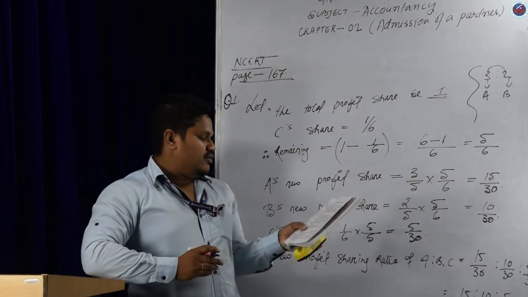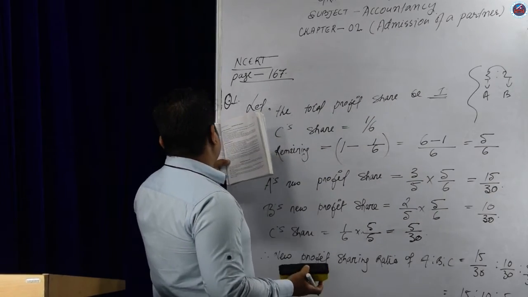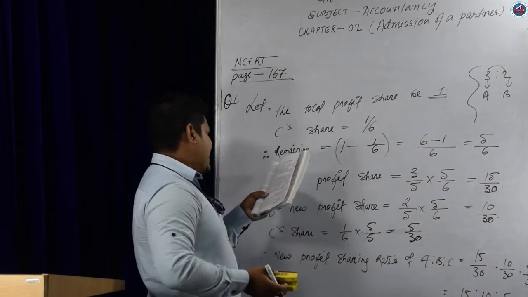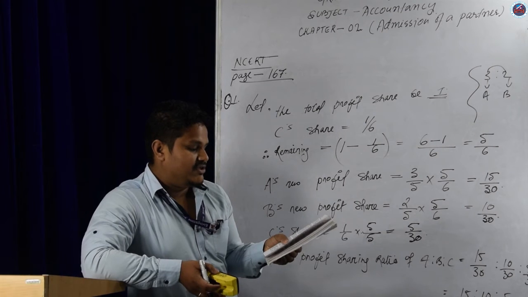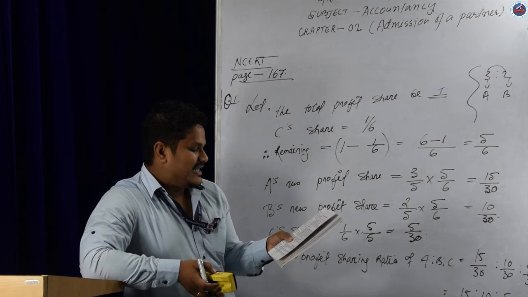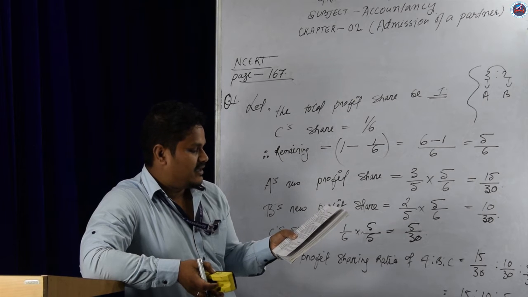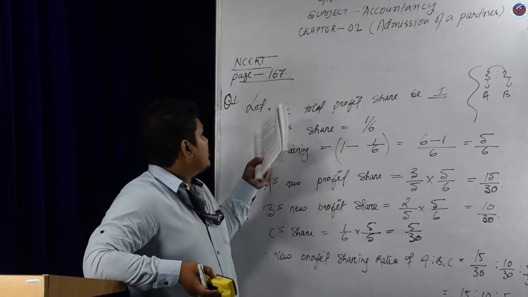Okay. Now we will do question number 2. In question number 2 it is given: A, B and C were partners in a firm sharing profit in the ratio 3 is to 2 is to 1. They admitted D for 10% profit. Calculate the new profit sharing ratio. So this is also the same as question number 1.